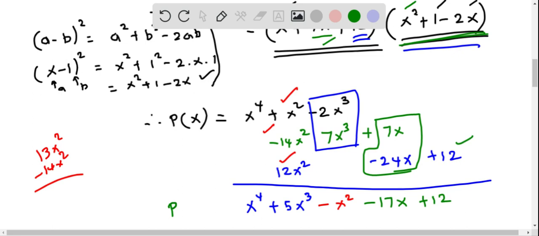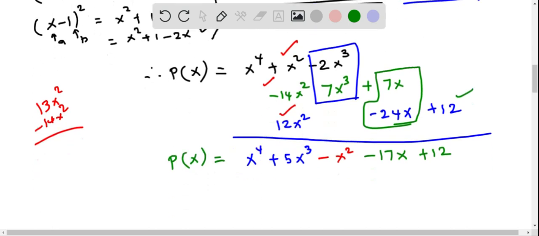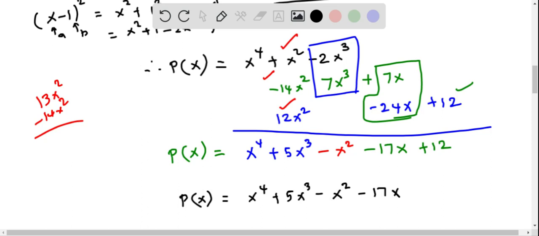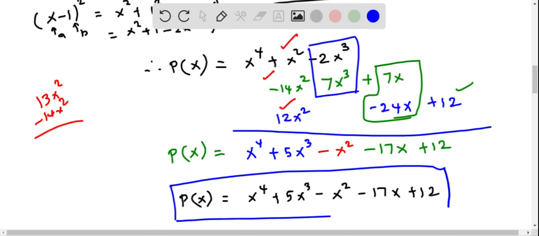So we see that this is the polynomial using the graph information of the polynomial. That is, we have x power 4, and write down this p of x, and this equals x power 4 plus 5x cube minus x squared minus 17x plus 12. So this is the required polynomial equation. P of x equals x power 4 plus 5x cube minus x squared minus 17x plus 12.